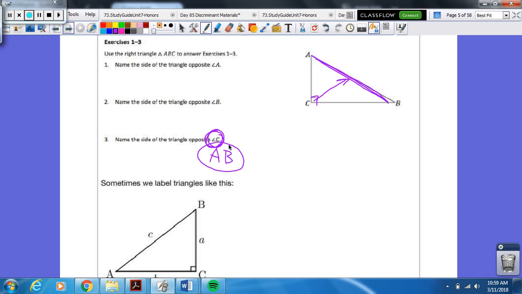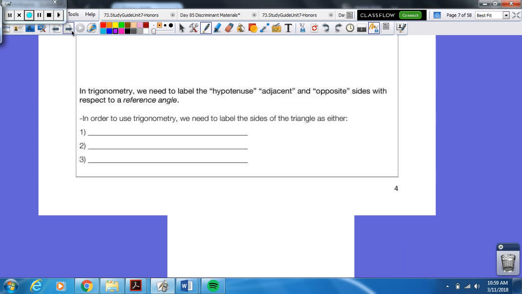Got it. All right, so let's look at this. In trigonometry, we need to label the hypotenuse, adjacent, and opposite sides with respect to the reference angle. Write that down in your notes. Pause the video if you have to. In order to use trigonometry, we need to label the sides of the triangle as either hypotenuse, practice spelling it, write this in your notebook, adjacent, and opposite.